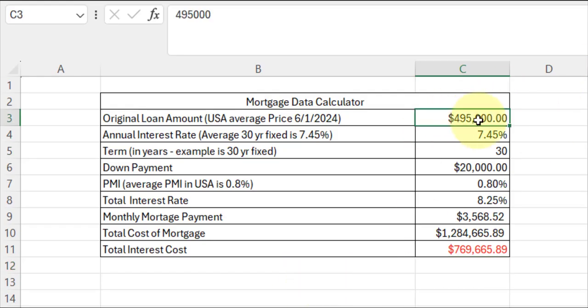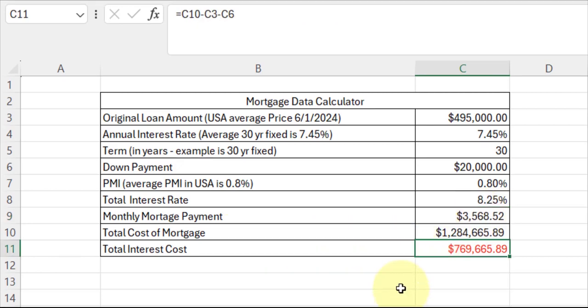We've got our original loan amount, our annual interest rate, our term, our down payment, our PMI, our total interest rate, how much you're going to pay based on an interest rate, including PMI, on your mortgage, and how much your mortgage payment is going to be monthly, including both interest and the principal. Hope you found this interesting and informational.